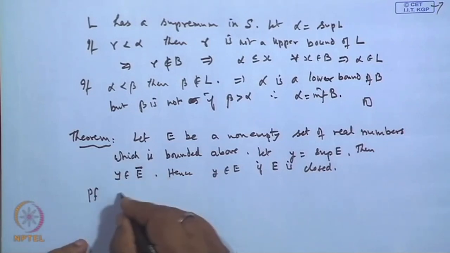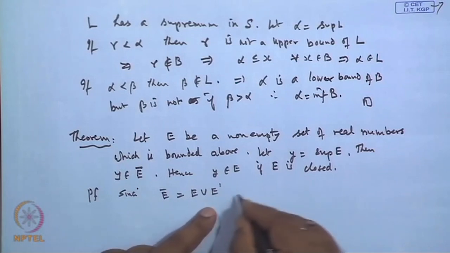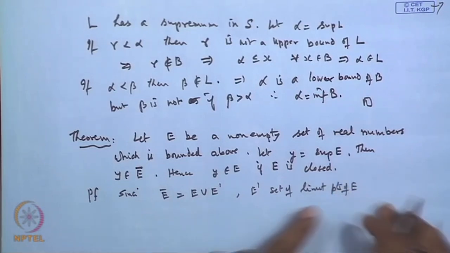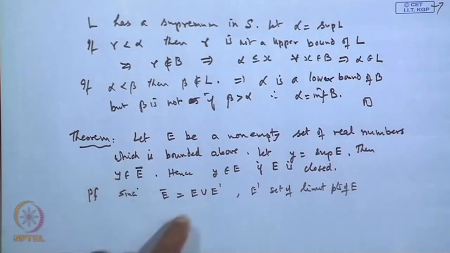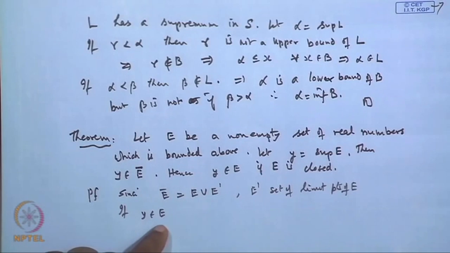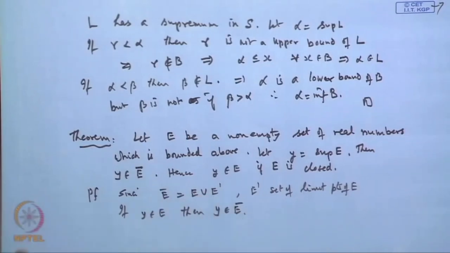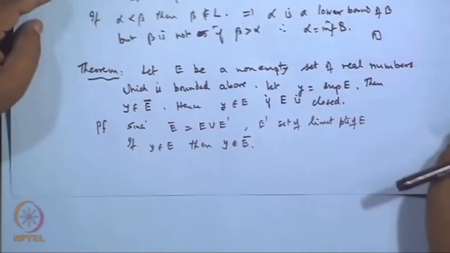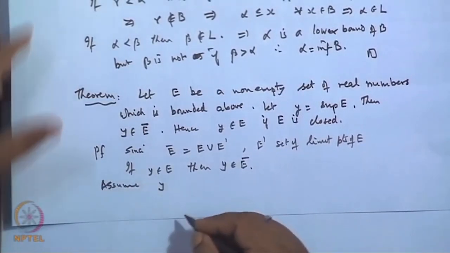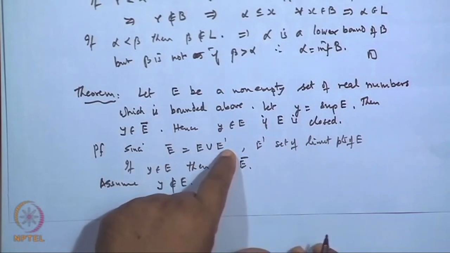Now, basically E bar is the union of E and E dash, where E dash is the set of all limit points of E, the collection of all the limit points of E denoted by E dash. Now, if y belongs to E, then obviously y will be an element of E bar, because it is a union of these. So, nothing to prove. So, let us suppose y is not in E, but we wanted to show y is in E closure. It means y must be a limit point of E. So, that we wanted to prove.